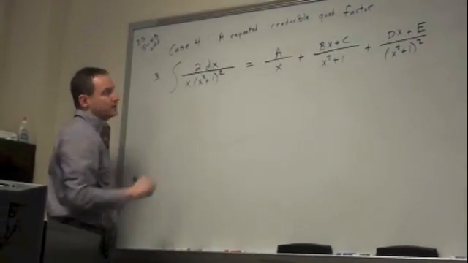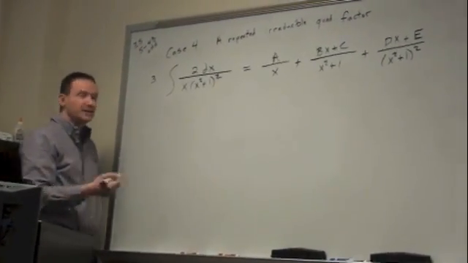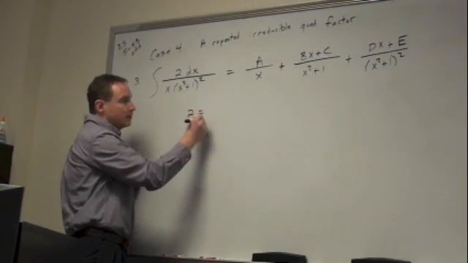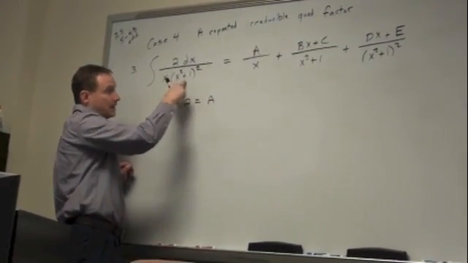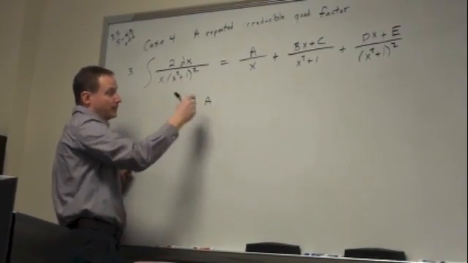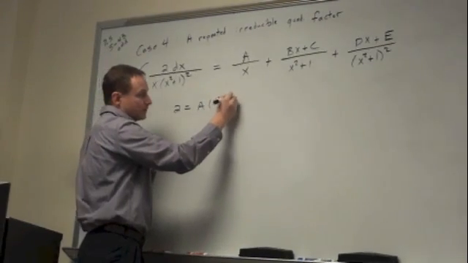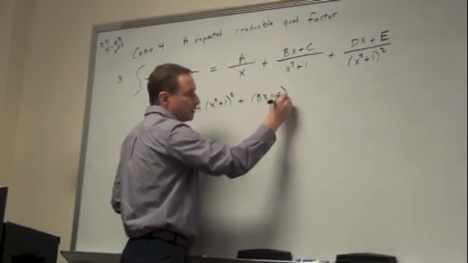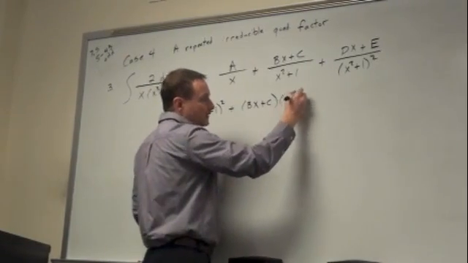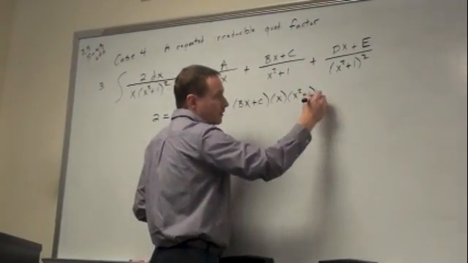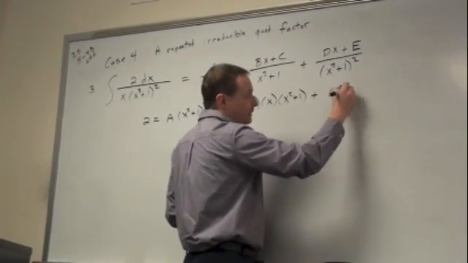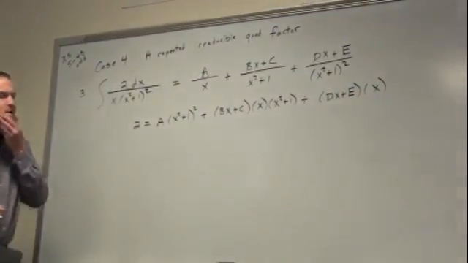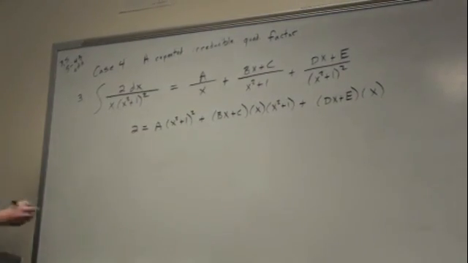So, if I wanted to solve this out, I go through and I just say, well, clearly I'm going to multiply by the least common denominator. It's going to give me 2 is equal to a times x squared plus 1 squared, plus the group bx plus c times x squared plus 1, plus the group dx plus e times x. So I can say, well, okay.